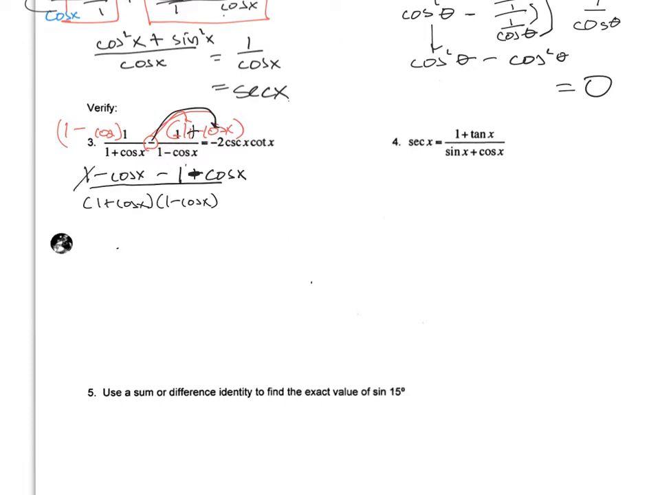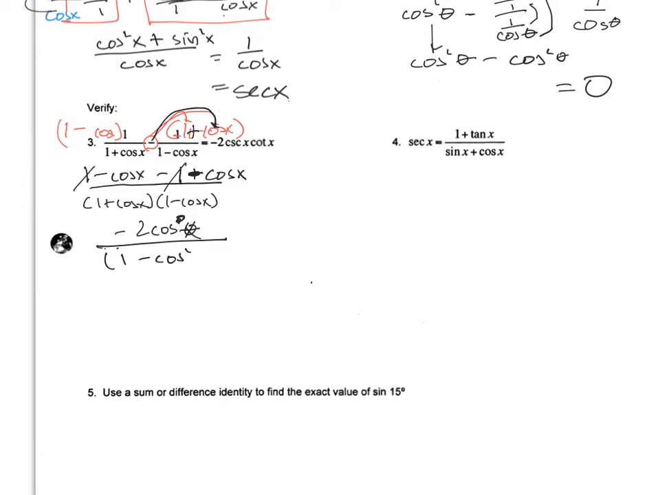So now the 1s are gone. We get negative 2 cosine theta. It's not squared. I almost made it squared. It's not squared. There's no formula for this. It's just a negative 2 times plain old cosine theta. On the bottom, this is the difference of two squares, and very easy to multiply. You get 1 minus cosine squared.